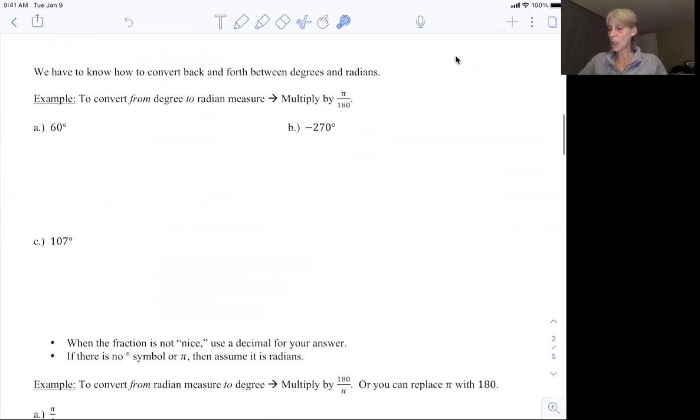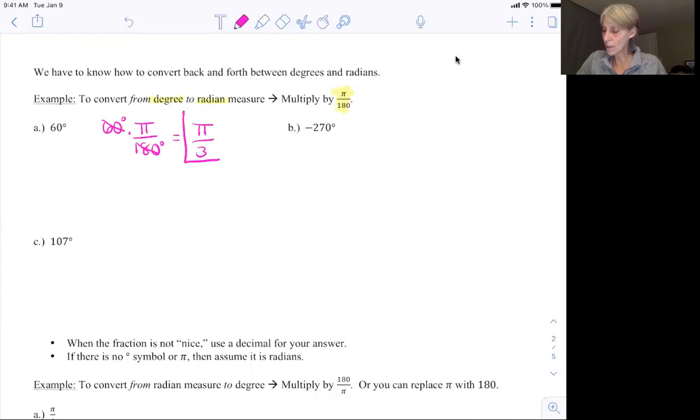Okay, so the first thing we're going to talk about today is just simply how to convert back and forth. So if I give you an angle as a degree measure, you should be able to get that angle and understand what it means in terms of pi. The rule to convert from degree to radian is you're going to multiply that angle by pi over 180. So if I want to take a 60-degree angle and describe it in radian measure, I'm going to multiply by pi over 180 and then simplify, and I get pi over 3.